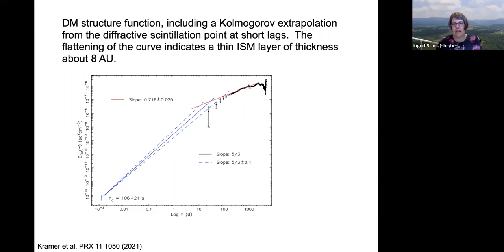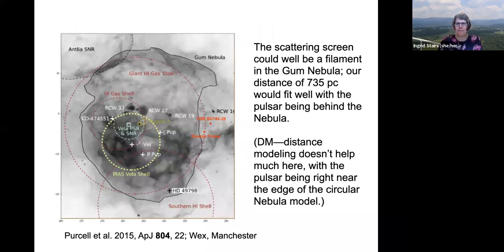The amount of flattening, Bill Coles tells us, indicates that there's a thin screen within the interstellar medium, a thin layer with a thickness of about 8 AU. And this is not unexpected. I mean, the interstellar medium has lots of density variations in it. And in particular, this pulsar is sort of right on the edge of the Gum Nebula here. So this is an image from Purcell et al. mapping this region, and the double pulsar is, I can't click on it, the double pulsar is here in red. There's another nearby pulsar there.